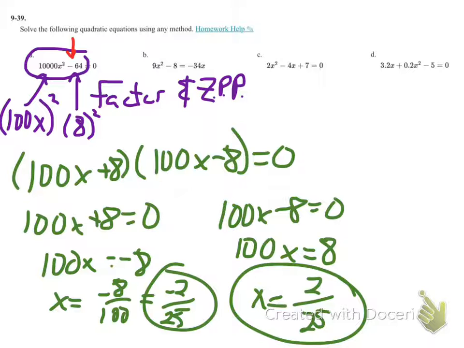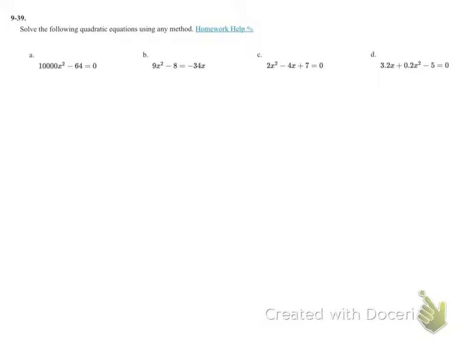Looking at problem B. First of all, I'm going to get it equal to 0. All of these problems, just like in A and C and D, I need to have them equal to 0. So the first thing I'm going to do is move the 34x to the other side by adding 34x to both sides. So I have 9x squared plus 34x minus 8 equals 0.